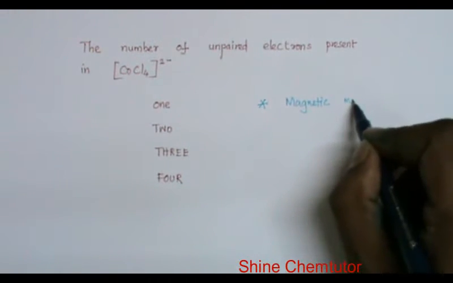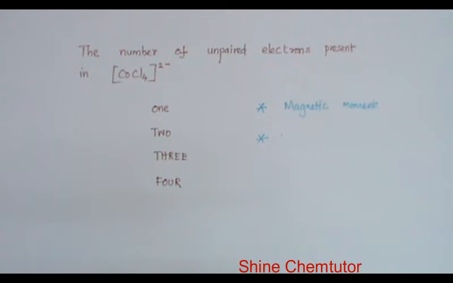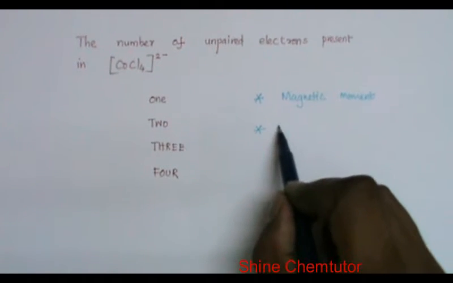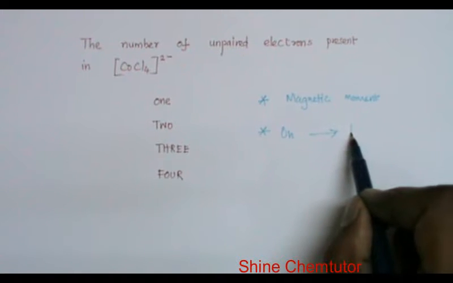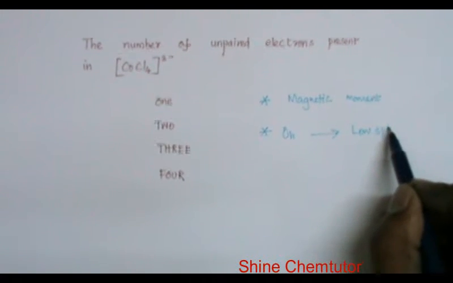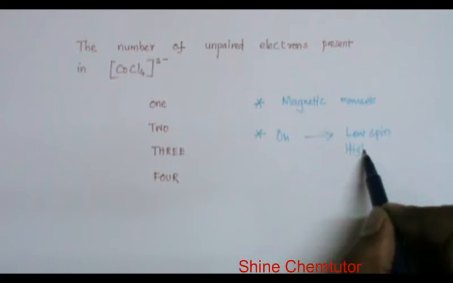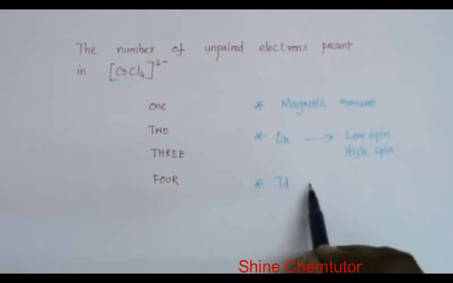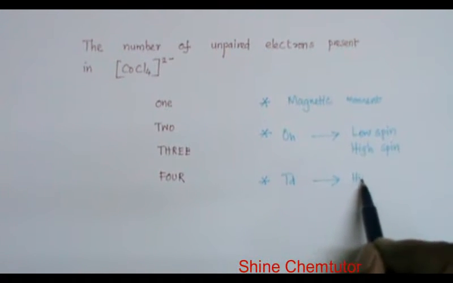the magnetic moment. In order to predict the number of unpaired electrons, we split the d orbital under the octahedral field or tetrahedral field and we fill the orbitals with electrons following certain basic principles. When you go for octahedral field, you will get low spin as well as high spin complexes. But when you go for tetrahedral field, you will get only high spin complexes.